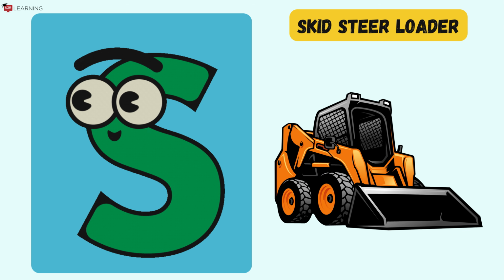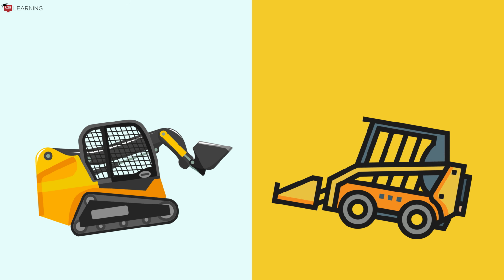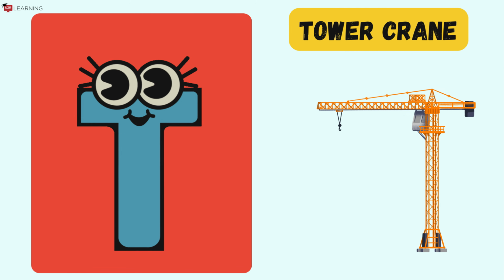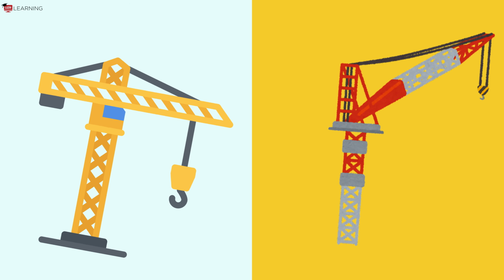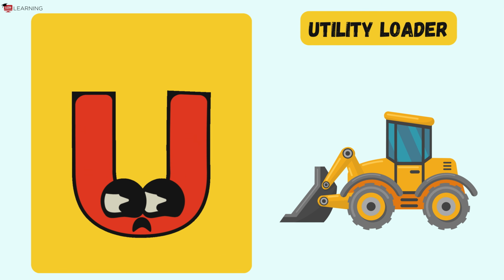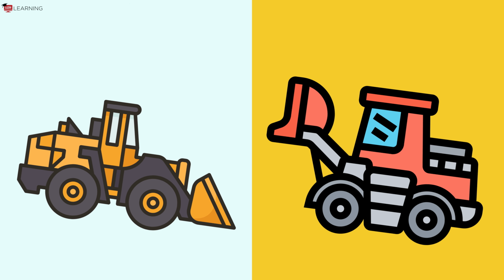S is for skid steer loader, skid steer loader. It's compact and great for quick jobs. T is for tower crane, tower crane. It builds skyscrapers reaching the sky. U is for utility loader, utility loader. It's versatile and handles all kinds of tasks.